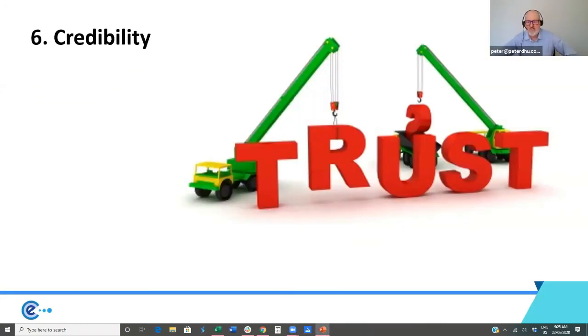Credibility. So you want an influential, memorable message. Why should I trust you? What gives you the credibility to tell me how to suck eggs? Or why should I follow you? Why should I believe you? Credibility leads to trust. With trust, people are more prepared to follow you, to believe you.